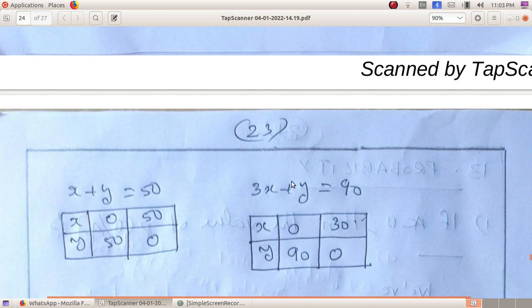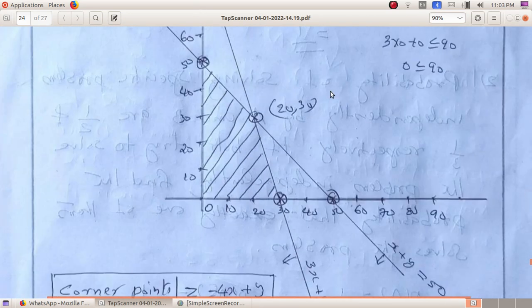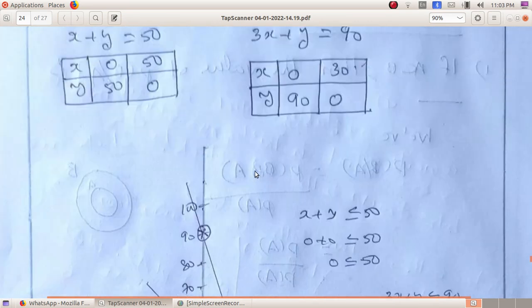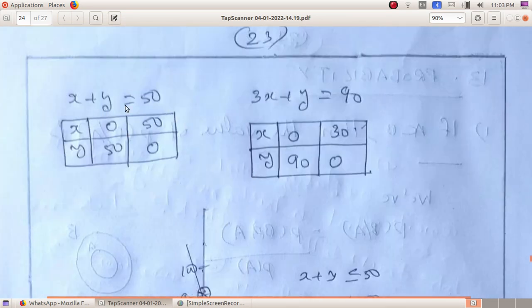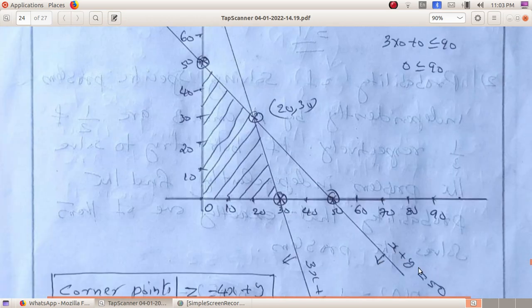Then when y equal to 0, 3x will be 90, x will be 30. Okay. And after drawing a graph, what is the first line? x plus y equal to 50. The points are 0, 50 and 50, 0. So this is the first line. Name it as x plus y equal to 50.